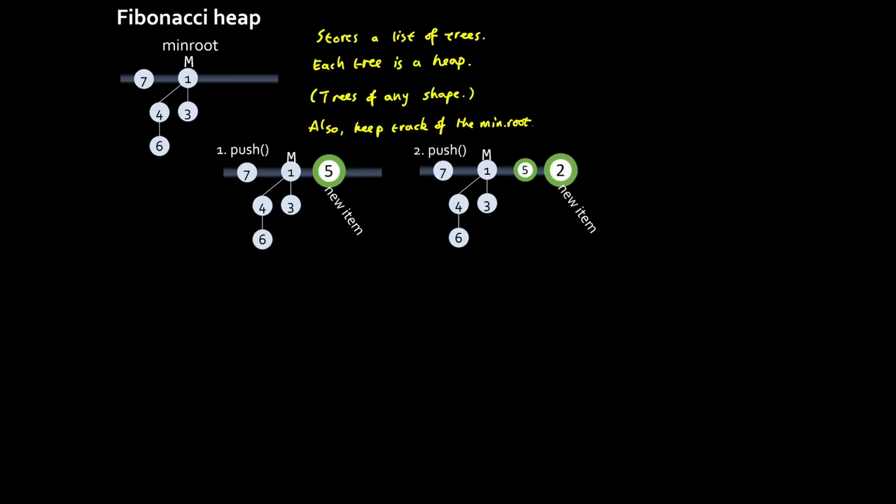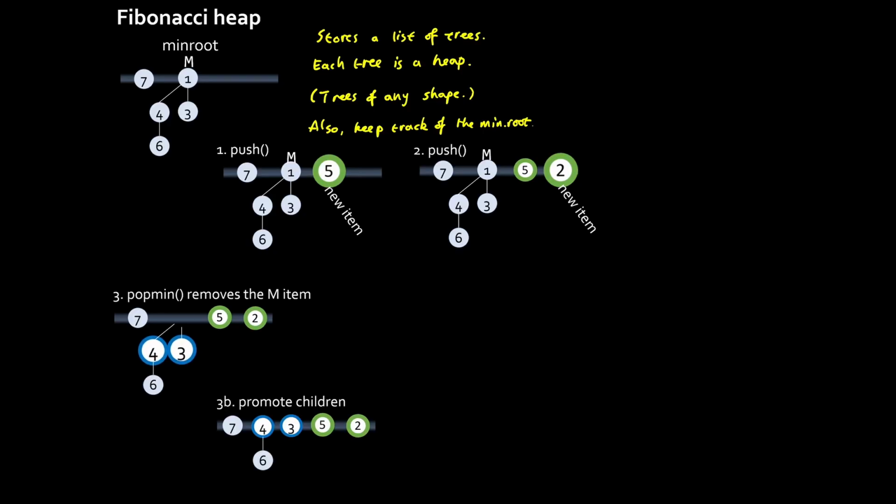Let's look at the next operation. Let's suppose we do pop min. When we pop min, we remove the min root, we remove the smallest item. As with the binomial heap, we now have some children. What do we do with them? We promote them to the root list. We'll take these children, 4 and 3, and we'll promote them to the root list. And then the rule for pop min additionally says, after you do a pop min, go through a full process of merging trees. Exactly the same rule as we applied for the binomial heap.